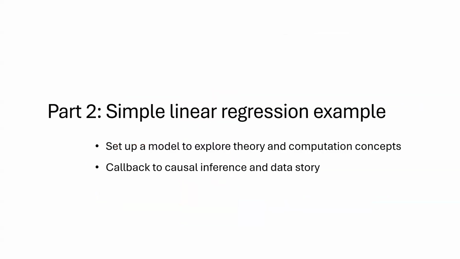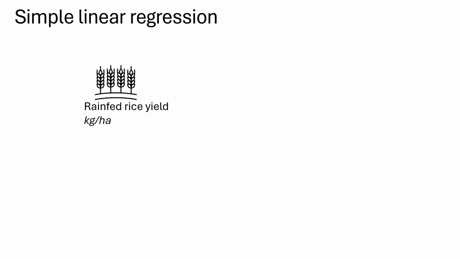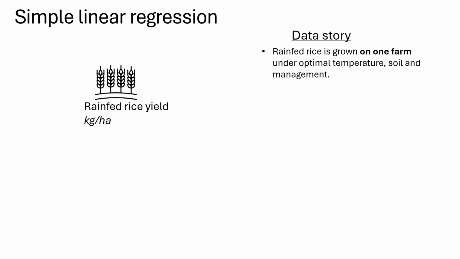So now I'm going to introduce the simple linear regression example that we'll build on as we go. So first, I want to set up a model that we'll build on, but I want to introduce this, calling back to some of the other concepts of telling a data story based on science and thinking about the causes and effects. So let's just think about a simple system. We're interested in rain-fed rice yield. So we have a data story of how these yield data came to exist.